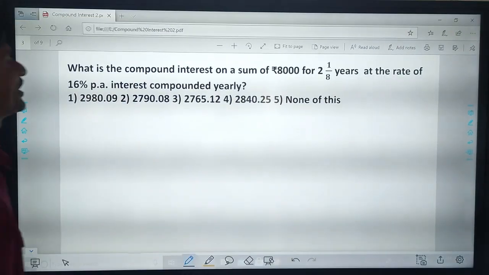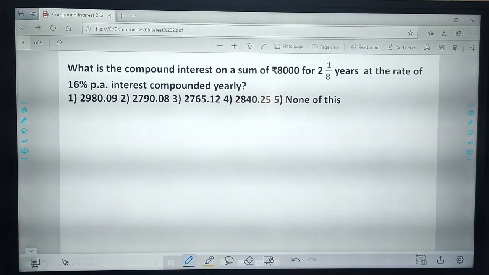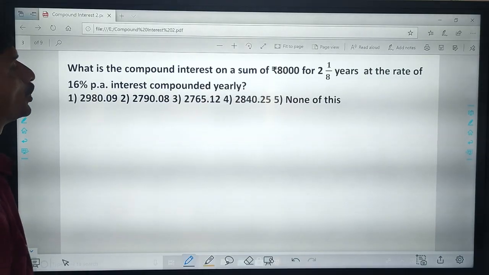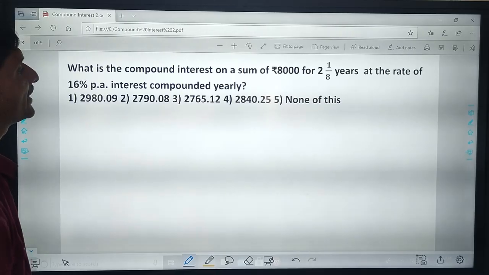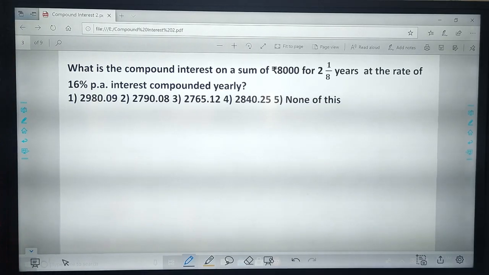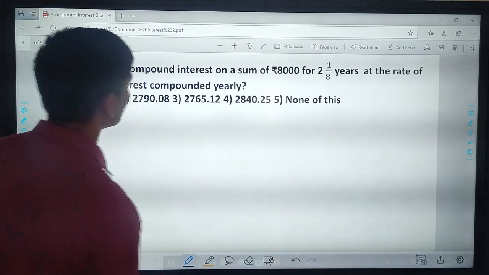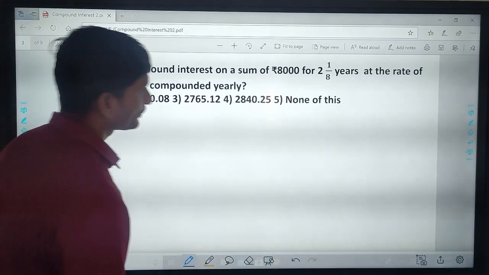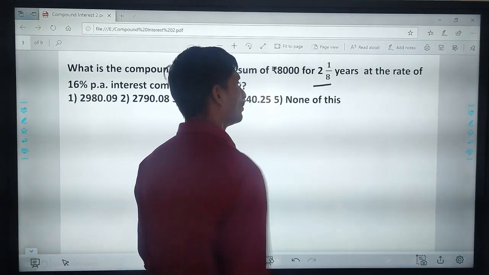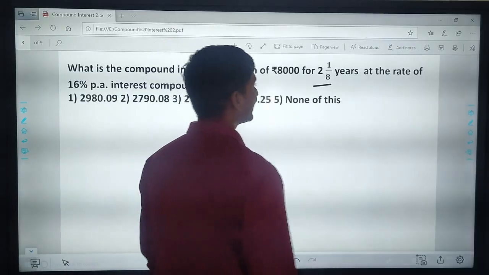What is the compound interest on a sum of rupees 8,000 for 2 and 1 by 8 years at the rate of 16% per annum, interest compounded yearly? Now here we find the compound interest on 8,000 rupees for 2 and 1 by 8 years.